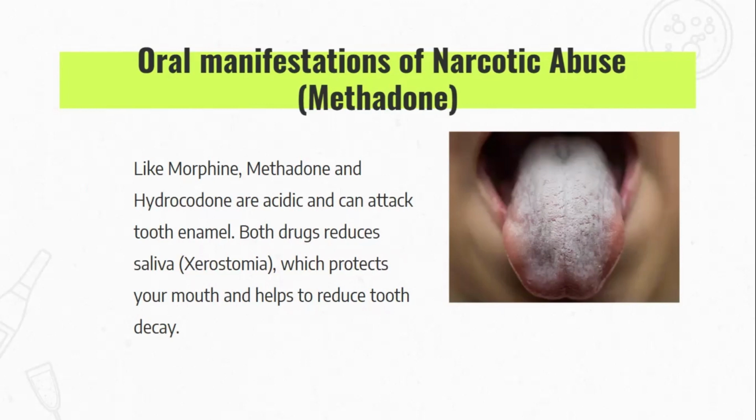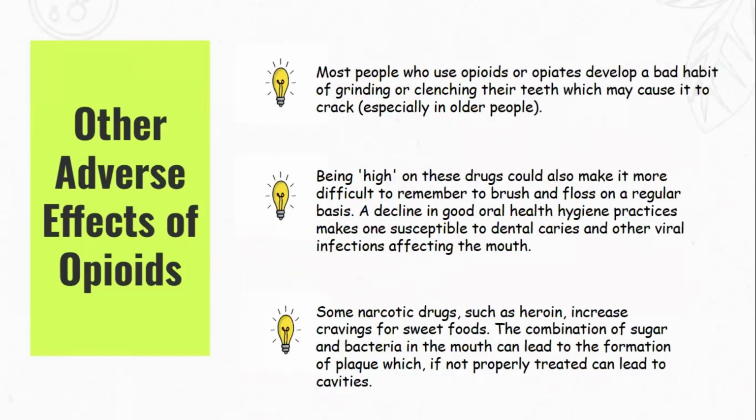So next we're going to be talking about methadone and hydrocodone. Now, like morphine, these two drugs are acidic and can attack tooth enamel. Both drugs reduce saliva, causing xerostomia, as we said, dry mouth, and the saliva protects the mouth and helps to reduce tooth decay. Now, some other adverse effects of opioid abuse.